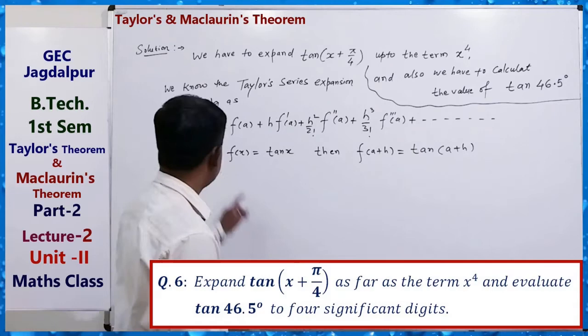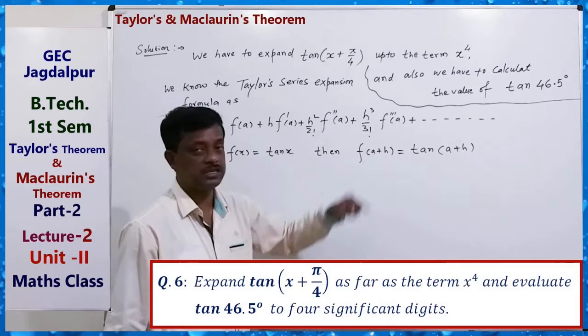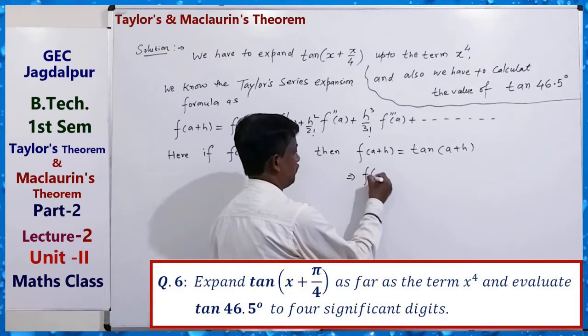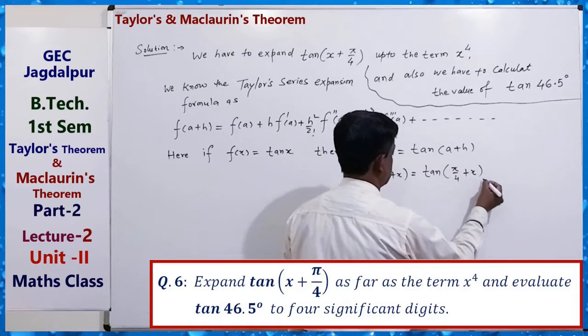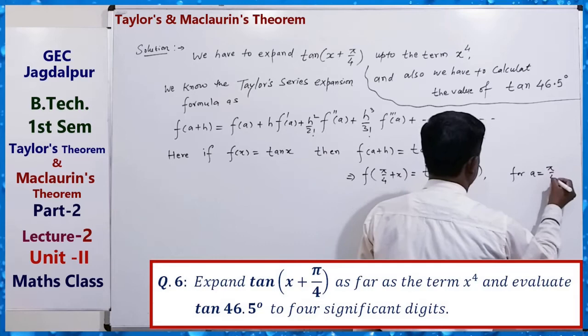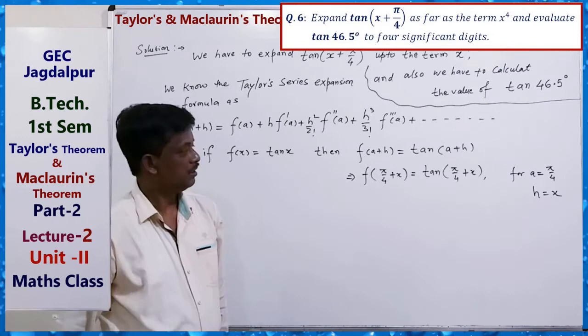Okay. So now, for using this, we require f(a), f'(a), f''(a), f'''(a). This implies f(pi by 4 plus x), tan(pi by 4 plus x), for a equals pi by 4 and h equals x. That means we have to take a equals pi by 4 and h equals x in this formula. Okay, this is the formula.